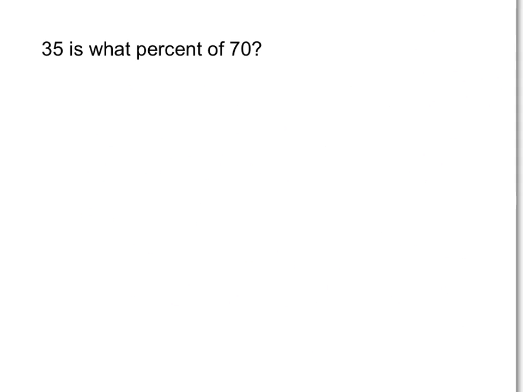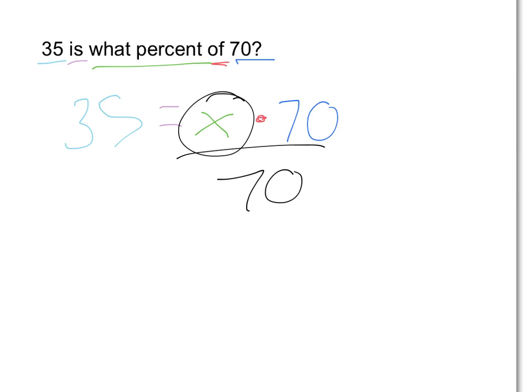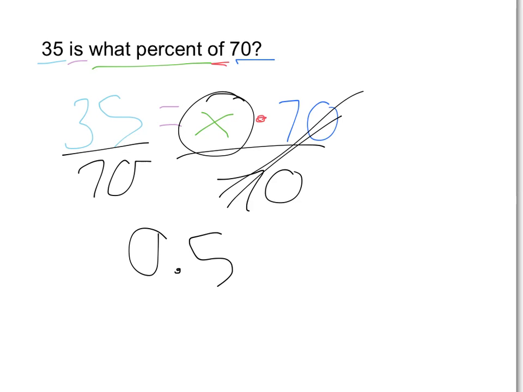Let's try this one together. So 35 is equals, what percent would just be x? Of means to multiply. And 70, we just write as 70. Again, we need to get x by itself, and it's multiplied, so we divide both sides by 70. So 35 divided by 70 is 0.5. But because it was changed to a decimal in the equation, it needs to be changed back to a percent. So we move it 2 spots to the right. We fill in a 0 for the missing piece. So your answer would be 50%.